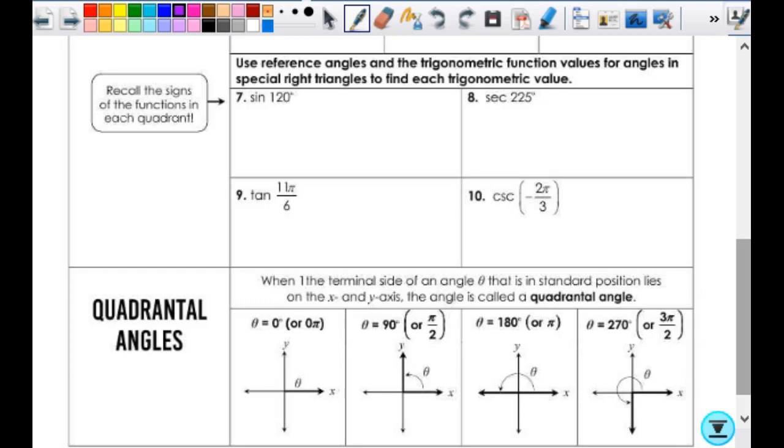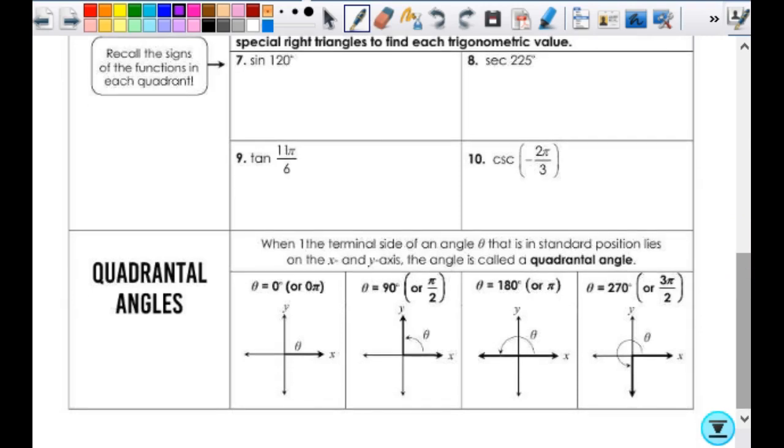The directions say, use the reference angles and the trigonometric function values for angles in the special right triangles to find each trigonometric value. All right. That's a lot of words that you don't know what they mean anyway, but we're not really going to do it that way because we've already talked about the unit circle. This way actually makes it harder. So don't even worry about what it says because it probably doesn't make sense anyway, and that's okay.